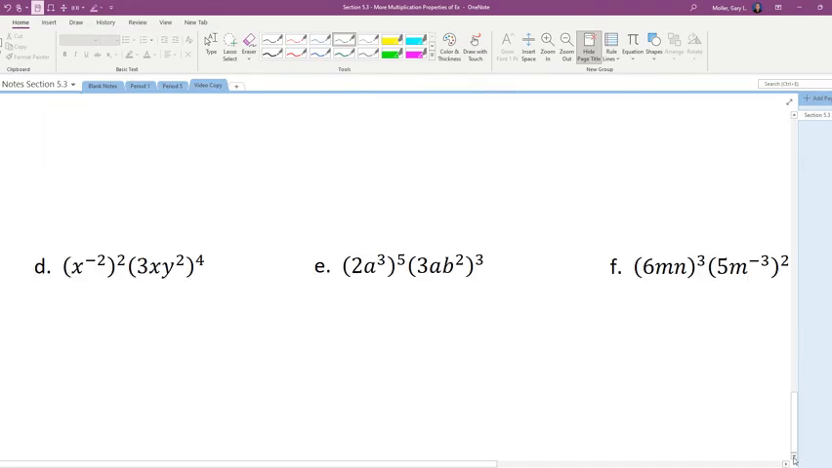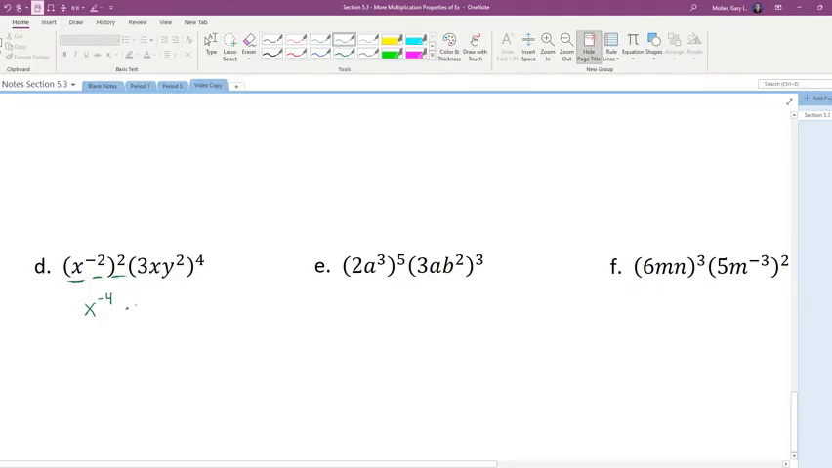Okay, let's do a couple more. All right, we got a lot going on in this problem. Let's do it one step at a time. I have a base to a power to a power. That is the multiply them together rule. Then I have the factor, the product, rule, where I have multiple things being raised to a power.